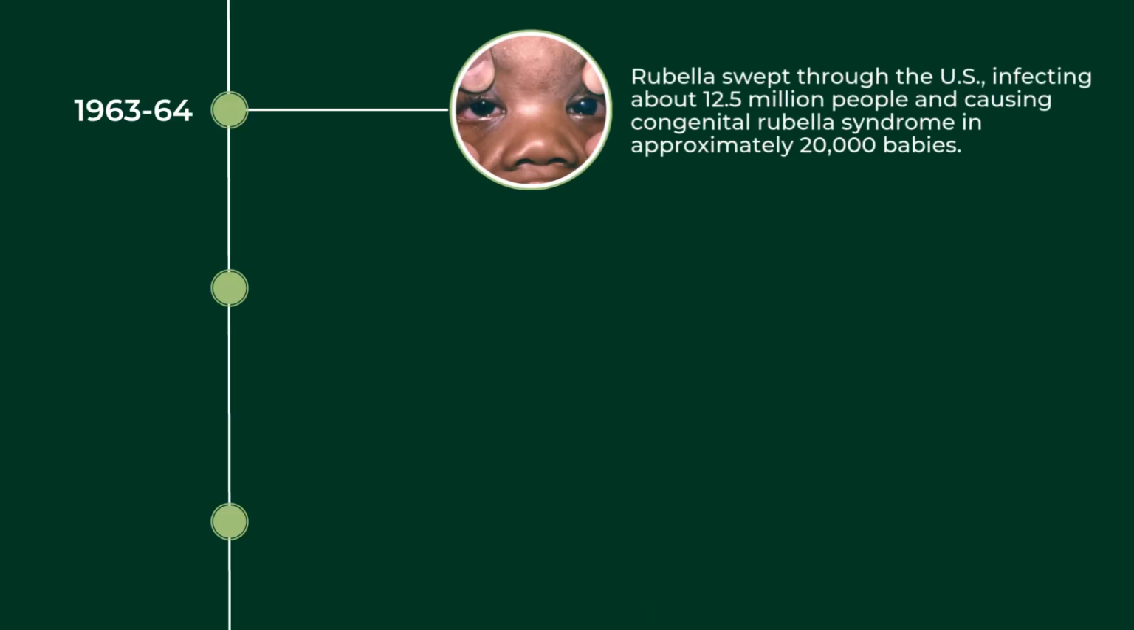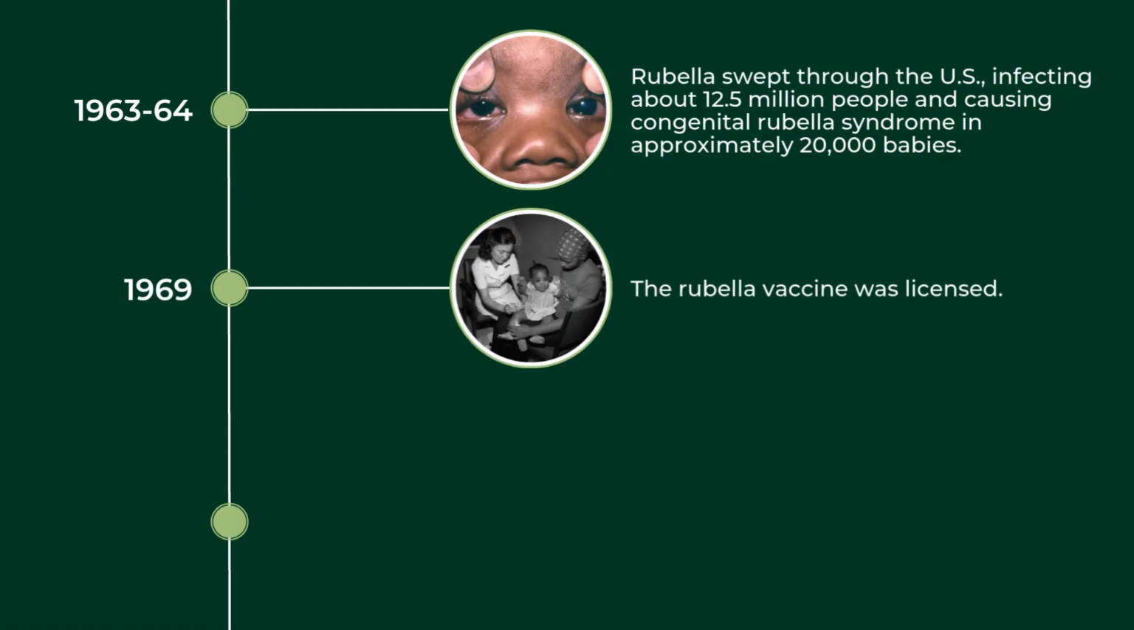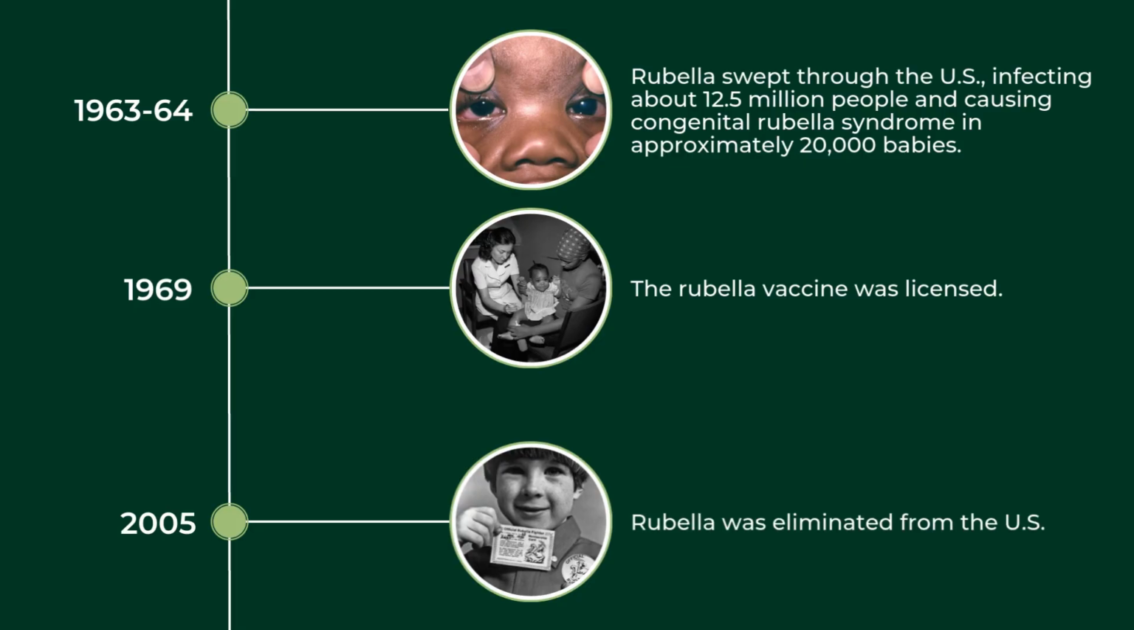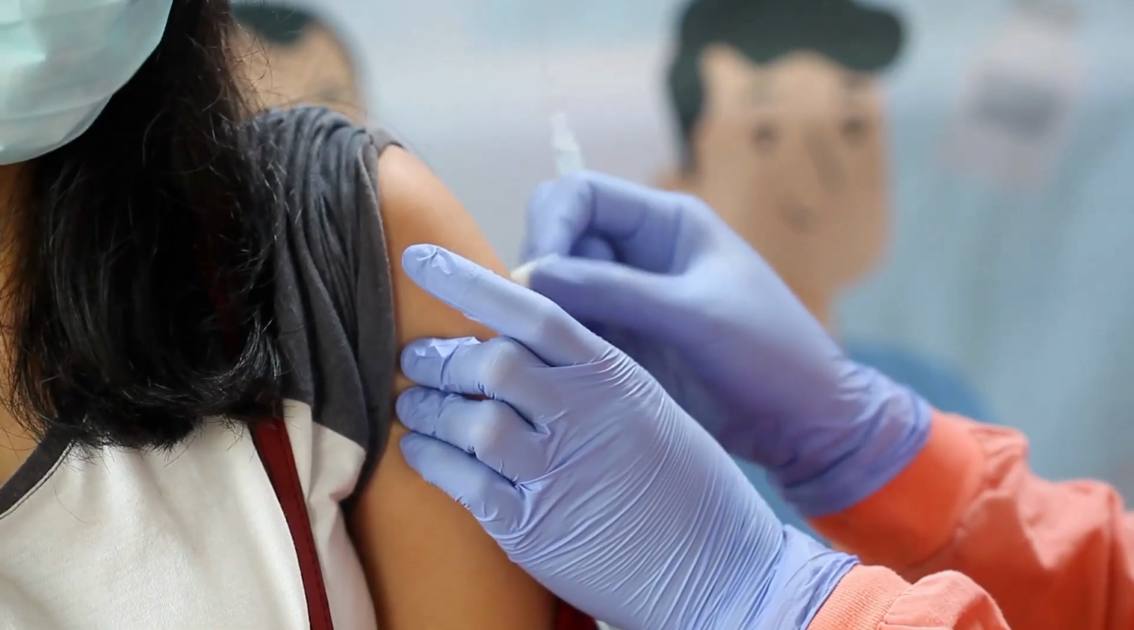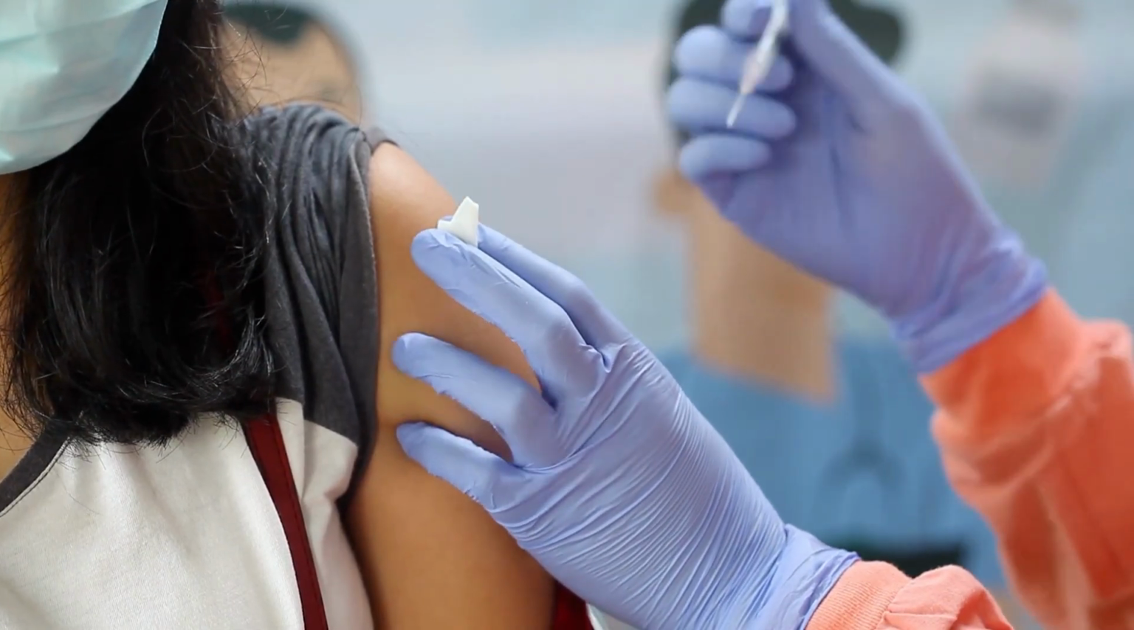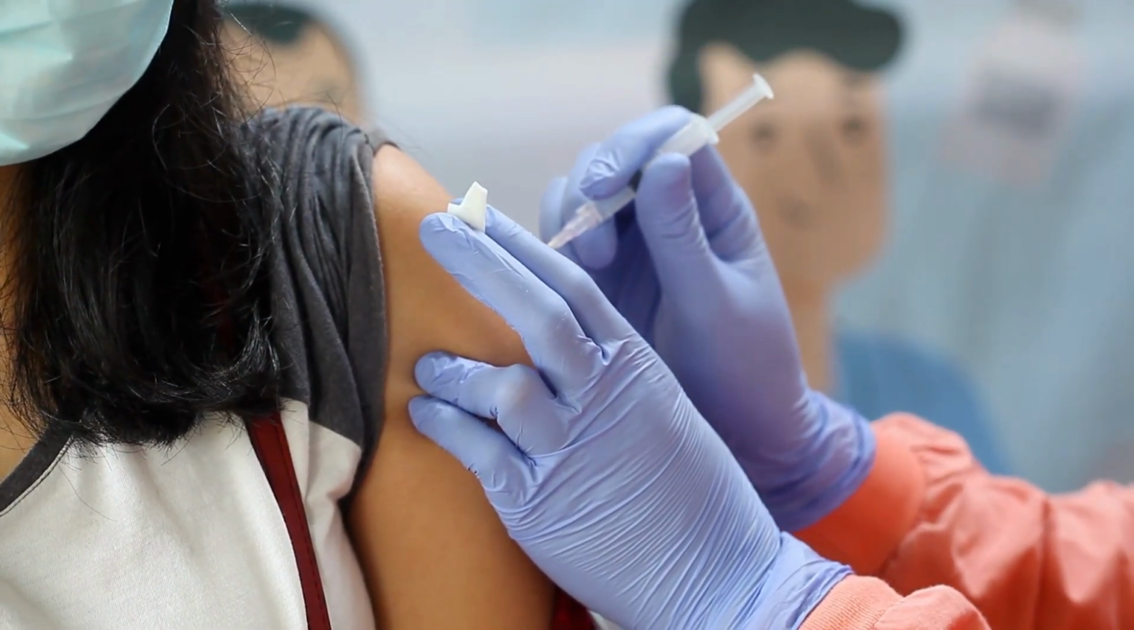In 1963 and 1964, before the vaccine was available, rubella swept through the U.S., infecting about 12.5 million people and causing congenital rubella syndrome in approximately 20,000 babies. The vaccine was licensed in 1969. By 2005, rubella was eliminated from the U.S. Over time, scientists and government officials accepted that the use of fetal cell lines in development of vaccines was safe and effective. The WI38 fetal cell line has been used to develop life-saving vaccines.